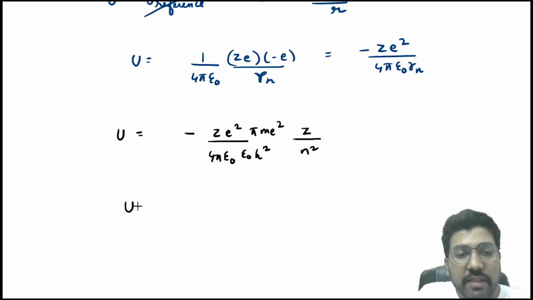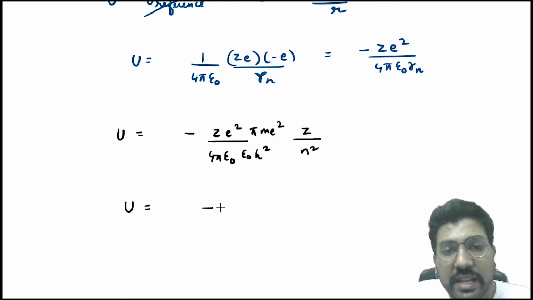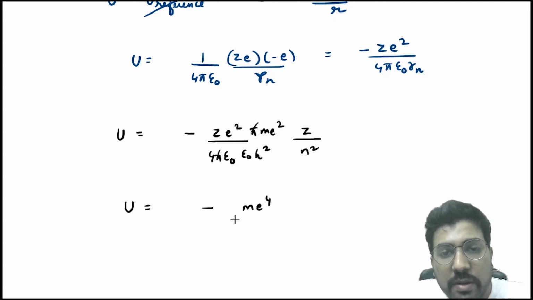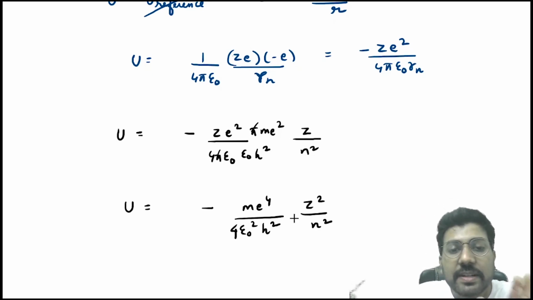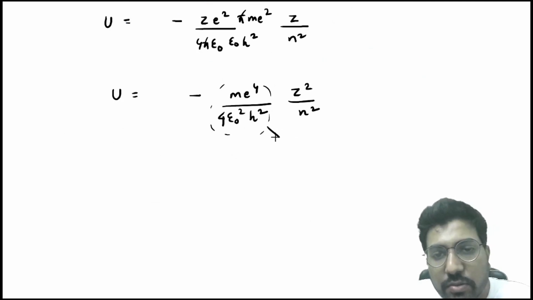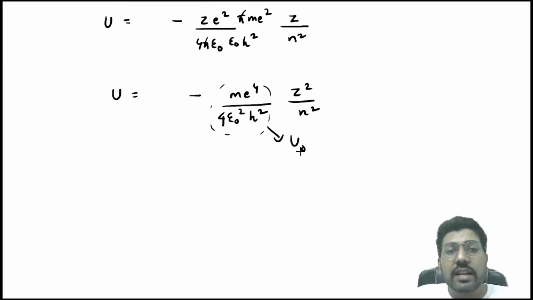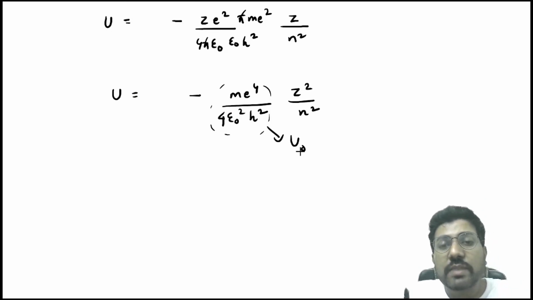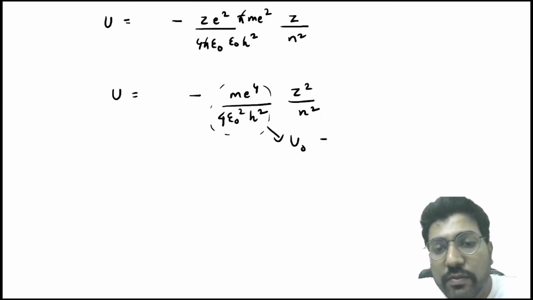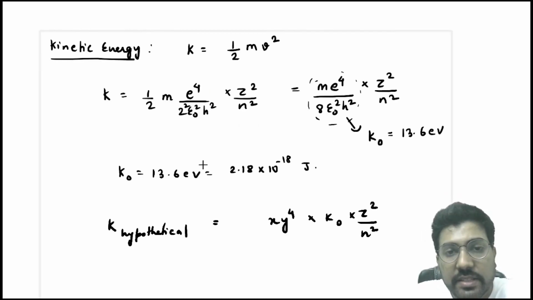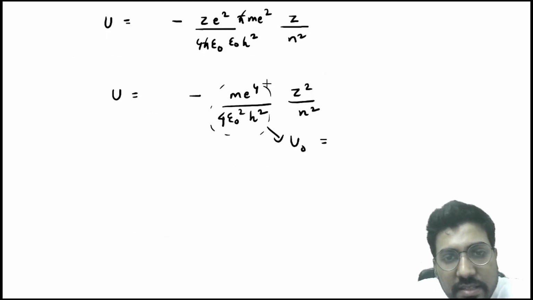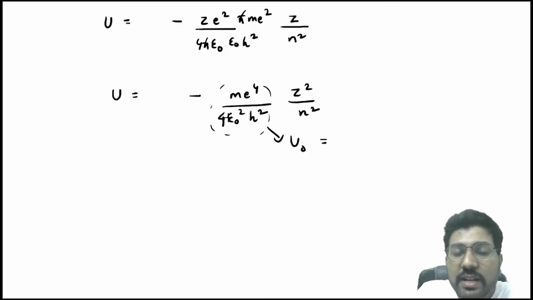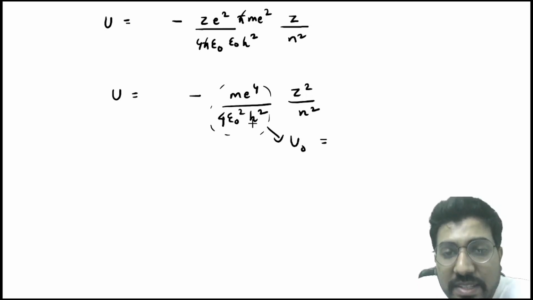Okay, so from this I will get the value of potential energy as minus m e^4 by epsilon naught square h square, and there is a 4 here, into z square by n square. Again I have separated the constant value, and this term is the U naught. Again, U naught is the potential energy magnitude in the first orbit of hydrogen atom. If you look from kinetic energy, there was 8 and everything else is the same. Only here there is 4. So the denominator is 4 and there the denominator was 8, that means this value is double.